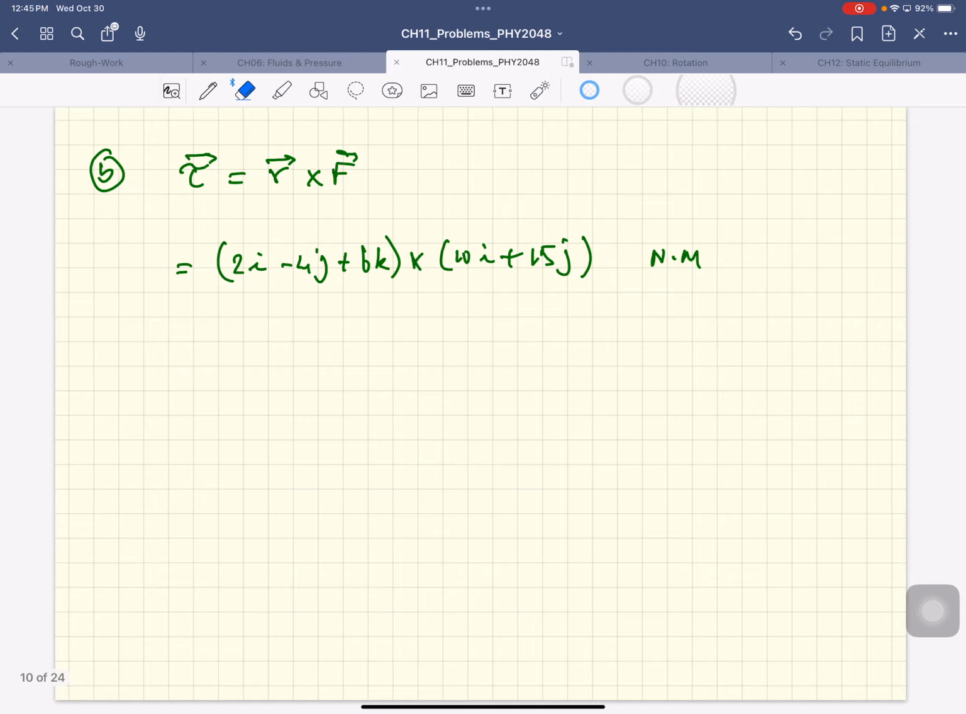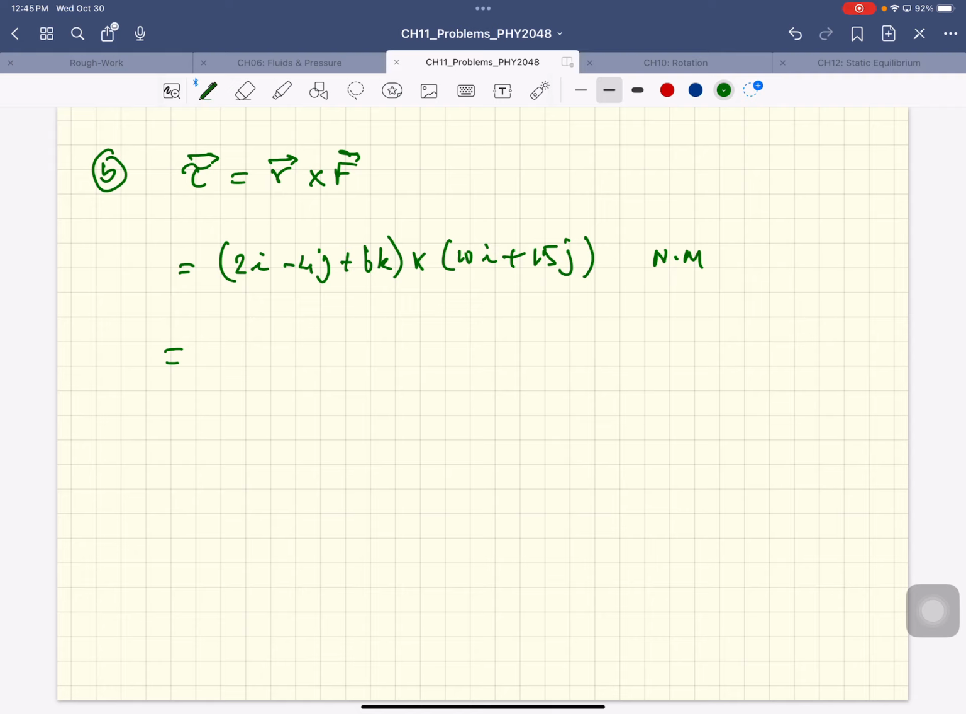All right. So this is i cross i is 0. i cross j is k. So that's 30k. j cross i is minus k, and you have minus 40, so plus 40k.